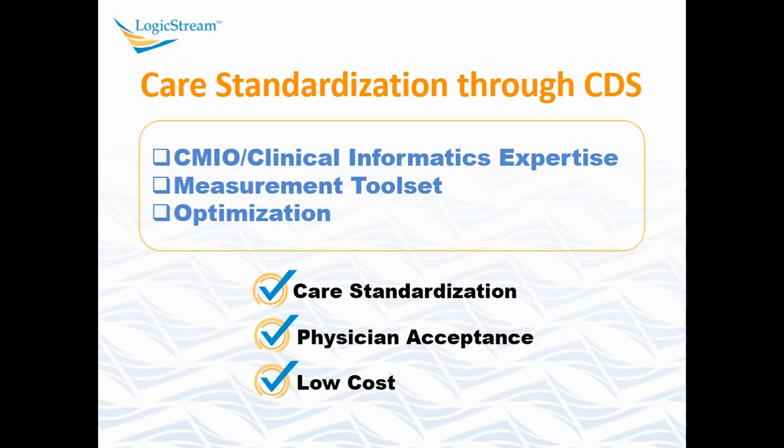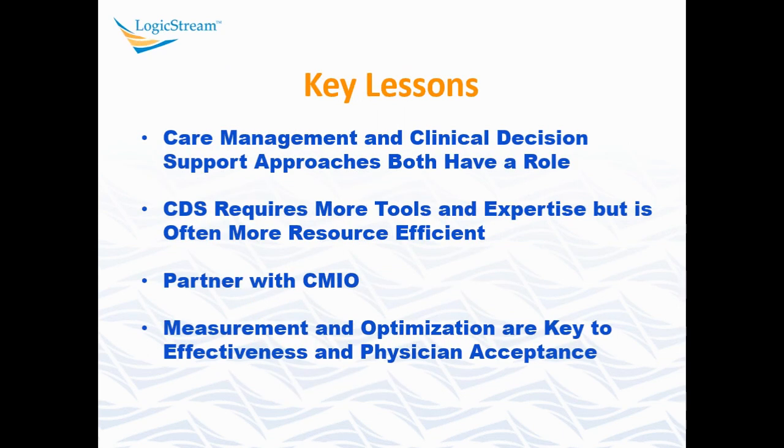And then you need optimization. So once you've measured it, really building that workflow up, making it better and better, making that decision support better and better until it is highly sensitive and specific and working in exactly the way you need it to reach quality improvement goals. And so with these three parts in place, you really can reach these goals of care standardization with physician acceptance and with low cost.